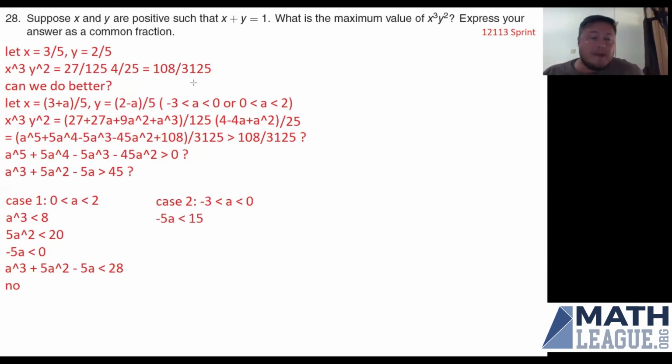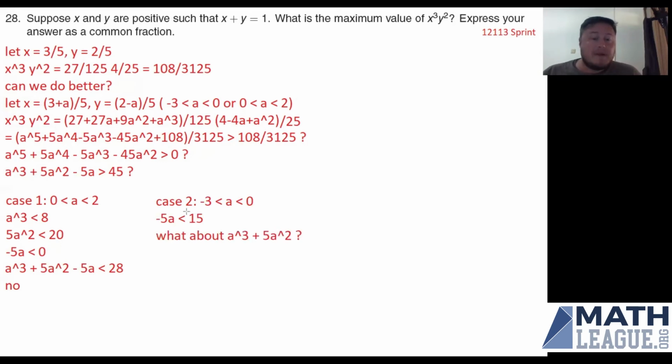So first off, I've got this negative 5a part of my cubic that's going to be less than 15, right? The reason is because this right here tells us that a is greater than -3. Multiplying both sides by -5, we flip the inequality, we get -5a is less than 15.